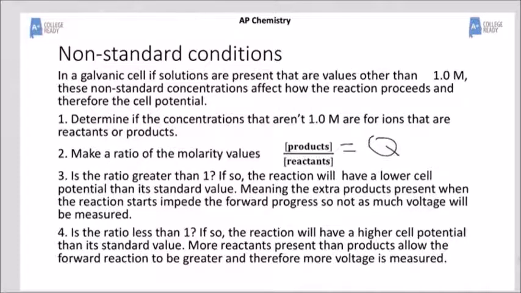Number 4 just says, well, what if the ratio is less than 1? So what if we had 1 over 2? That would be 0.5. If the ratio is less than 1, notice the reactants are in the denominator. So the non-standard cell potential would actually be higher than the standard value. We have more reactants present than products, which allows the forward reaction to be greater and to produce more voltage.